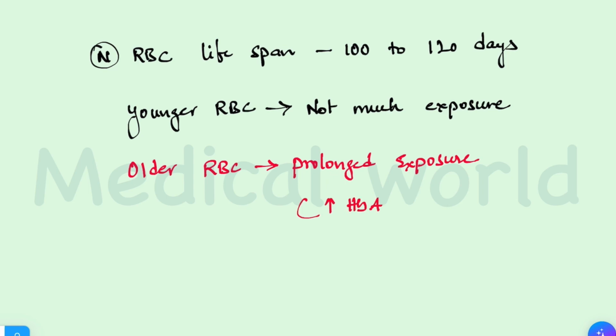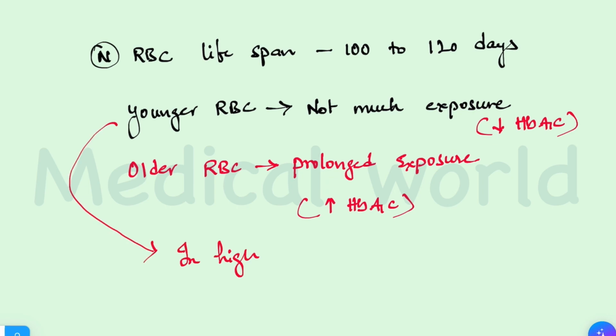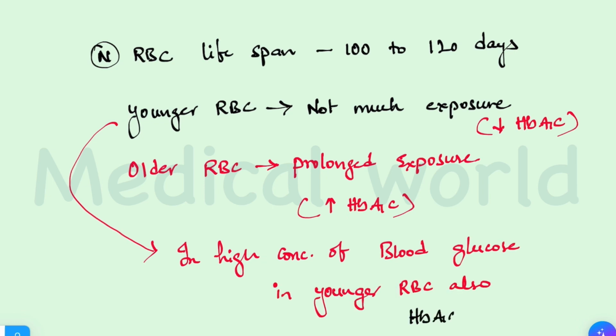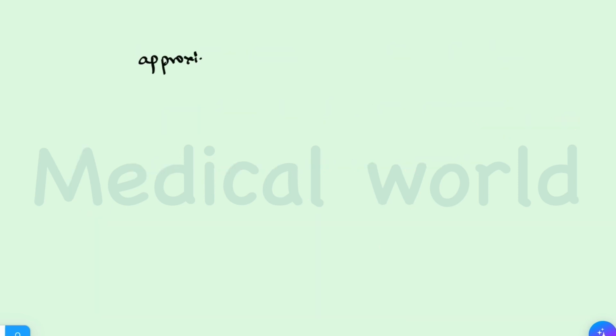So here, younger RBC will not have much exposure. Older RBC will have prolonged exposure. That's why younger RBC will have less HbA1c and older RBC will have more HbA1c. But in younger RBC also, if the blood glucose concentration is very high and younger RBC are exposed to very high blood glucose levels, the level of HbA1c rises in them also. So the patient will have more HbA1c. So this is the best indicator for the assessment of blood sugar levels in the last 3 months.